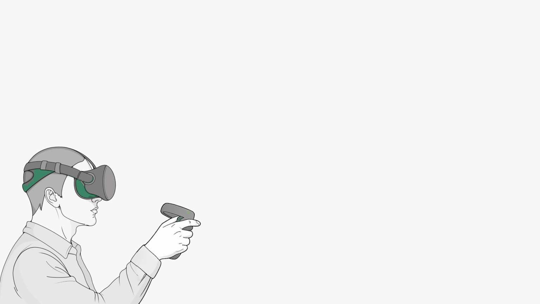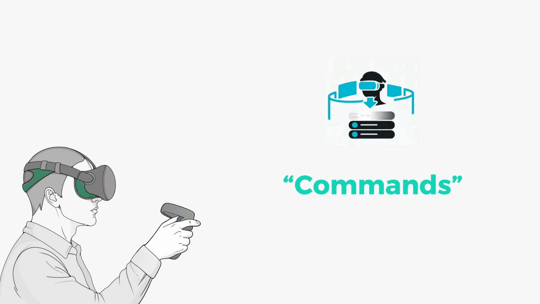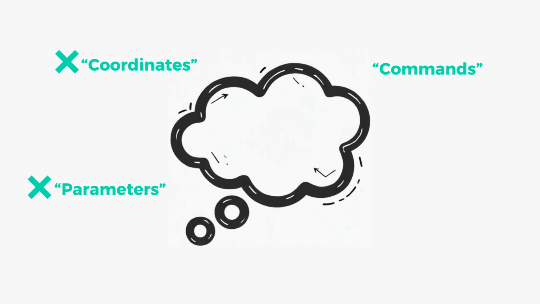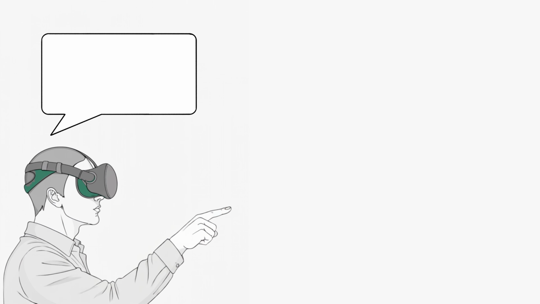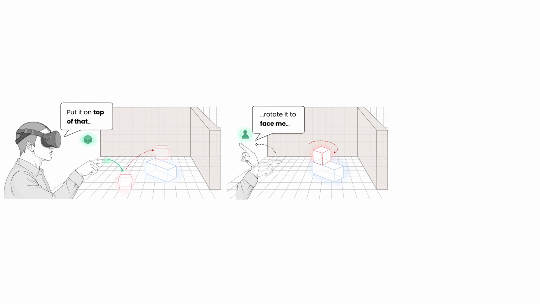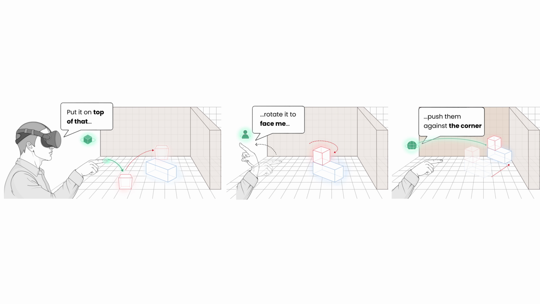In VR, expressing spatial intent still means thinking in commands, parameters, or coordinates. People do not naturally communicate space that way. Instead, they speak and gesture relationally. Put it on top of that. Rotate it to face me. Push them against the corner.